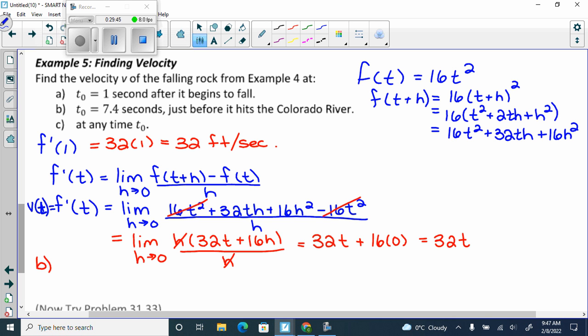Okay, then B just wants it at 7.4. Now I just plug in 7.4. Once you have the formula, it's quite quick after that. So now I'm going to go f prime of 7.4, which I could call v of 7.4. And then that equals 32 times 7.4.